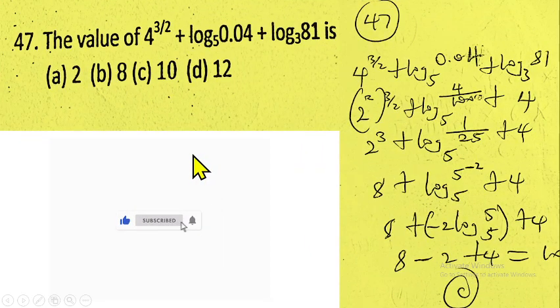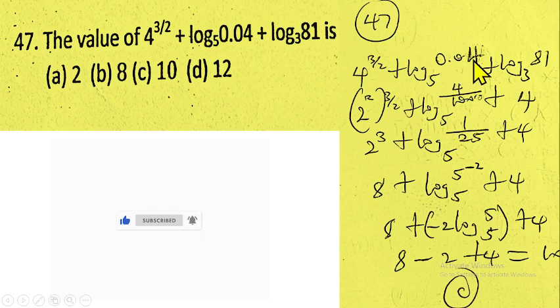Question number 47 is also on logarithm. The value of 4 raised to the power 3 over 2 plus log 0.04 base 5 plus log 81 base 3 is. So we have 4 raised to the power 3 over 2, which is saying that you have to find the square root of 4 raised to the power 3. If you don't understand, you can find the index of 4, that will be 2 squared, then raised to the power 3 over 2.